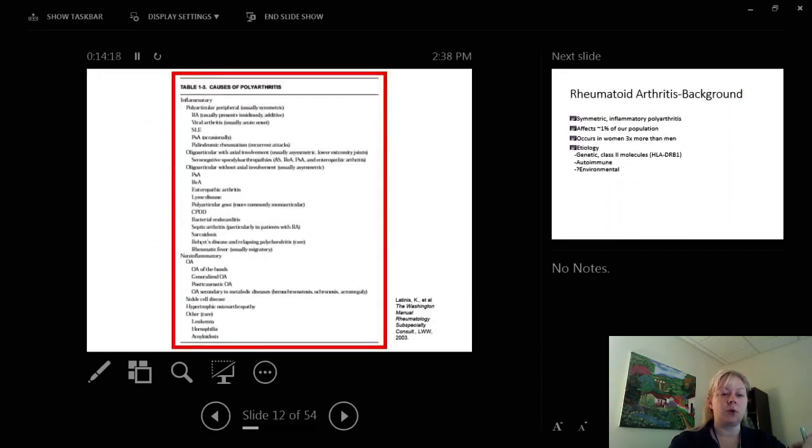And then this is just another table that includes the inflammatory as well as your non-inflammatory. So your non-inflammatory is going to be your osteoarthritis. But I'm going to be going over inflammatory today. Now, inflammatory also includes other major things that aren't included in my talk today, which also includes things that can overlap with other specialties such as sarcoidosis, which is more of a pulmonary issue. So I'm not going to be going over that at all.